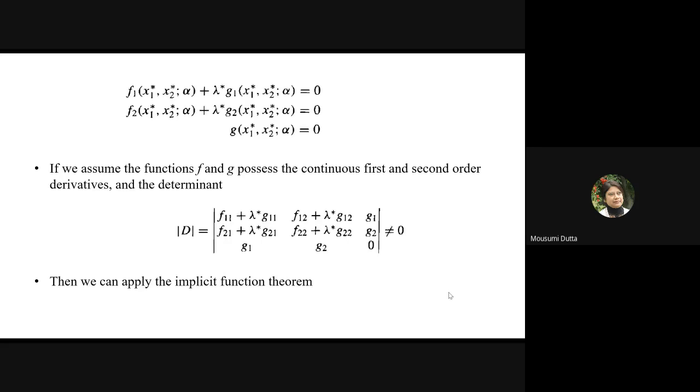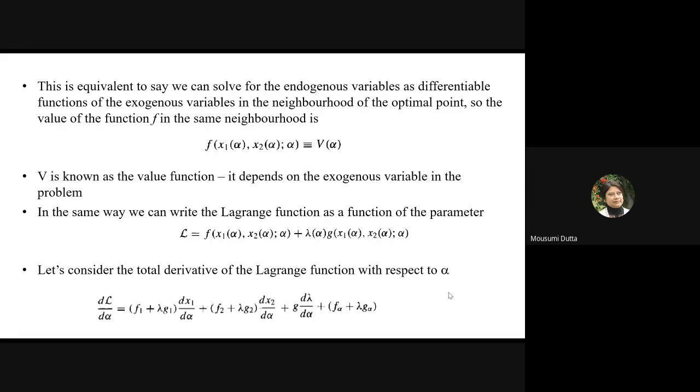If we assume functions f and g possess continuous first and second order derivatives, we can also present a particular determinant, which has a particular name, the bordered Hessian determinant. We can frame this bordered Hessian determinant, which is not equal to 0. And then we can apply the implicit function theorem to solve for the values of x1, x2 in terms of alpha. In other words, this is equivalent to what was said on the previous slide.